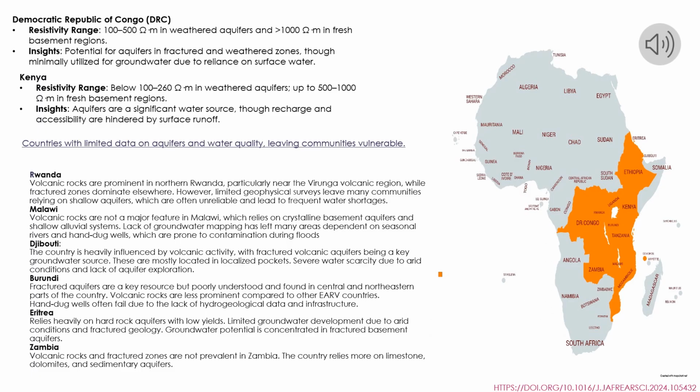Rwanda provides another example of how geology and limited exploration impact water access. Volcanic rocks dominate the northern regions near the Virunga volcanic area, but the lack of geophysical surveys forces communities to rely on shallow aquifers that are unreliable and often dry up. Other countries like Djibouti, Malawi, Burundi, and Eritrea face similar issues due to limited data, inadequate infrastructure, and poor groundwater development.